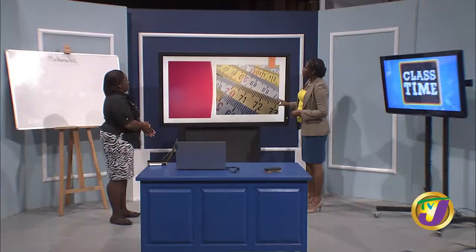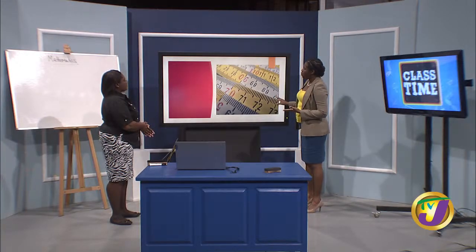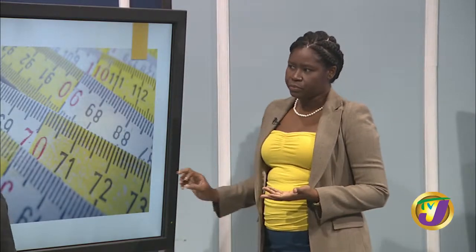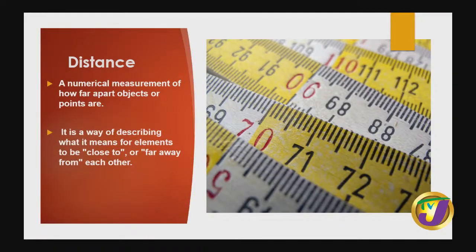Now some of the concepts that came up in that scenario were distance. Distance is a numerical measure of how far apart objects or points are. It is a way of describing what it means for elements to be close to or far away from each other. Also in the scenario, we spoke about speed.